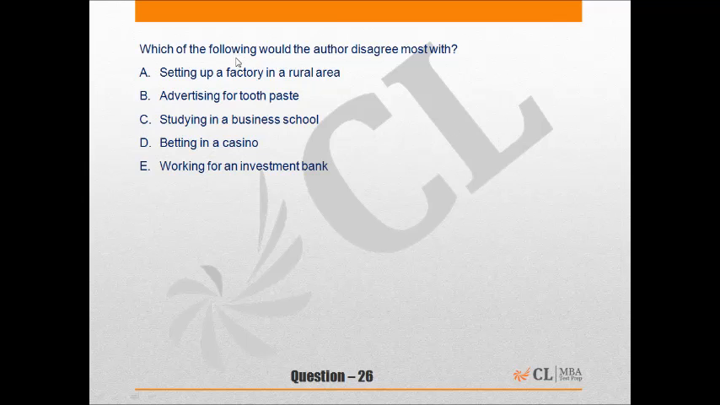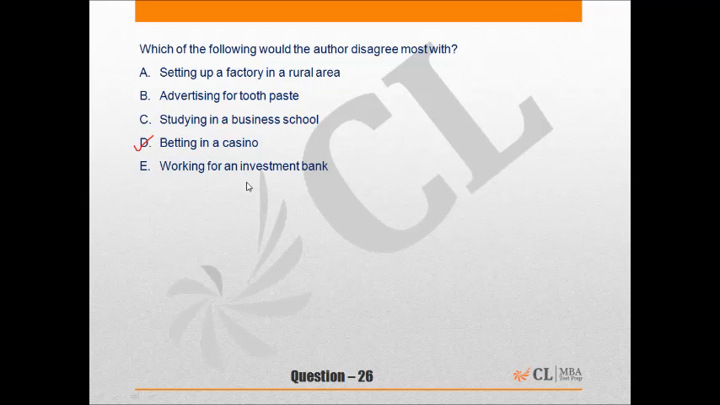Right? Now the question that follows is, which of the following would the author disagree most with? Now, since the author is against working only for the sole reason of earning money, the answer to this question is betting in a casino, which is done only for the purpose of earning money. Now all other options can refer to activities that can be done for the love of it.